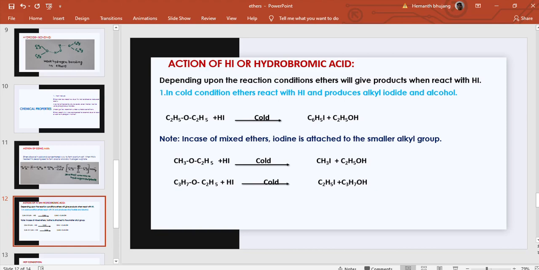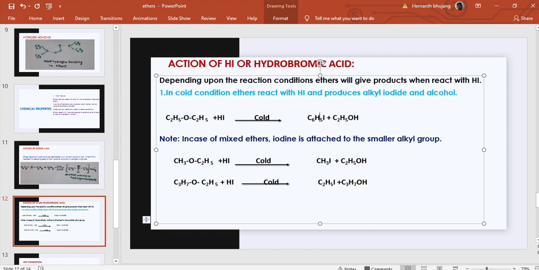Actually, this is C2H5 iodide. So just a small mistake here. So C2H5 iodide plus C2H5OH. This is not C6H5. This is C2H5, remember. So C2H5I plus C2H5OH. So we are getting ethyl iodide plus ethyl alcohol.